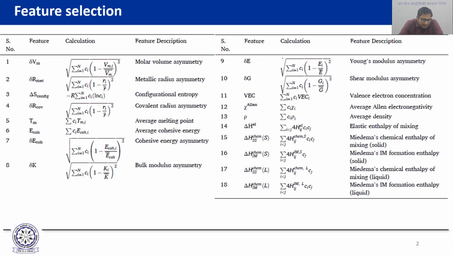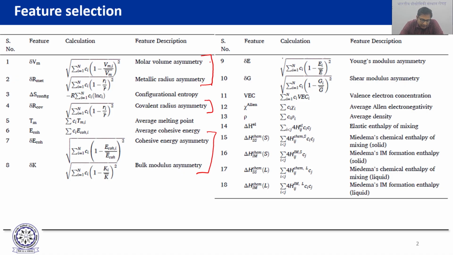In case of the elemental features, this composition based feature vector type of calculations, we are looking at features which are asymmetric. So for instance, you have got the molar volume asymmetry, a metallic radius asymmetry, a covalent radius asymmetry, the asymmetry in cohesive energy, bulk modulus, and so on. So why bulk modulus? Since we are talking about high entropy alloys which tend to form solid solution, the elastic contribution to the strain energy becomes important, and therefore the bulk modulus also becomes important.